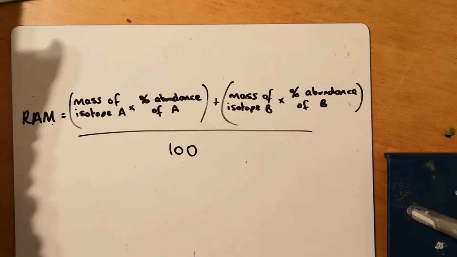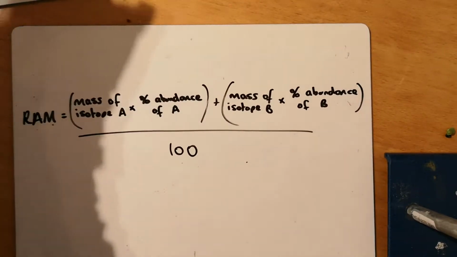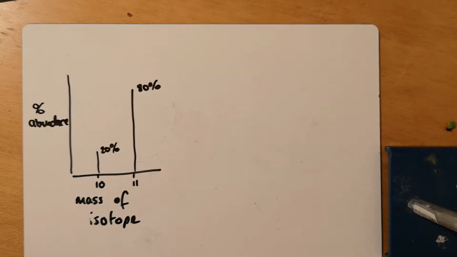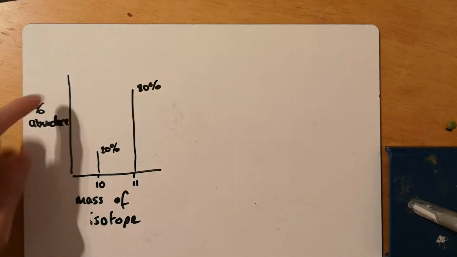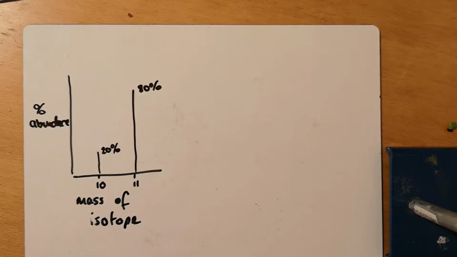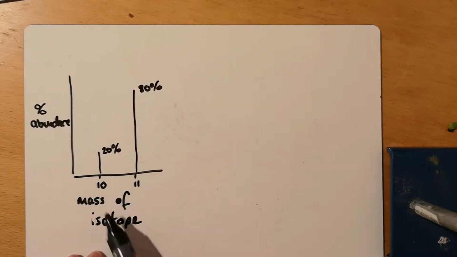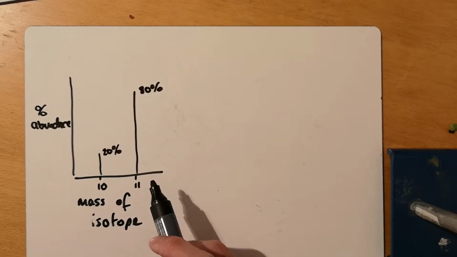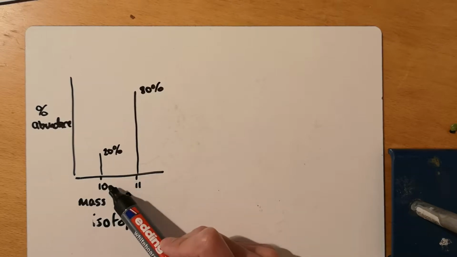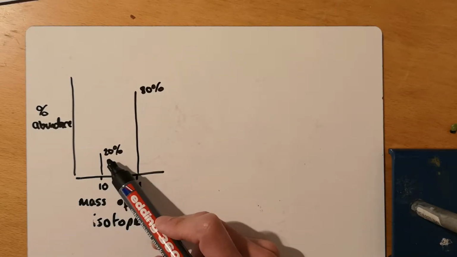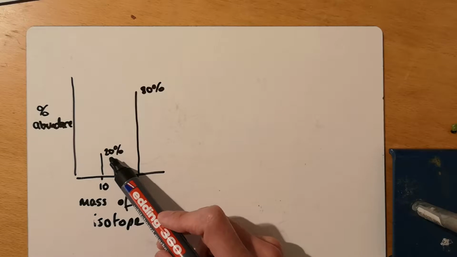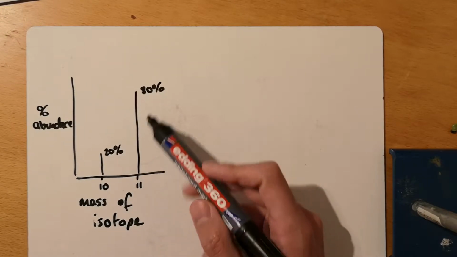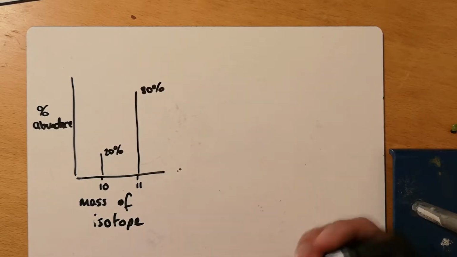The first is in a graph, a little bar chart. So we have here our percentage abundance by our mass of isotope. We see we've got two isotopes, 10 and 11. The equation we've just seen involved just two isotopes, but it can be expanded. Isotope 10 has a percentage abundance of 20%, and our isotope B has an abundance of 80% with a mass of 11.